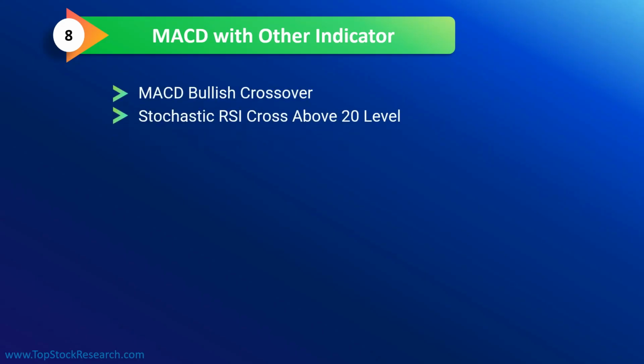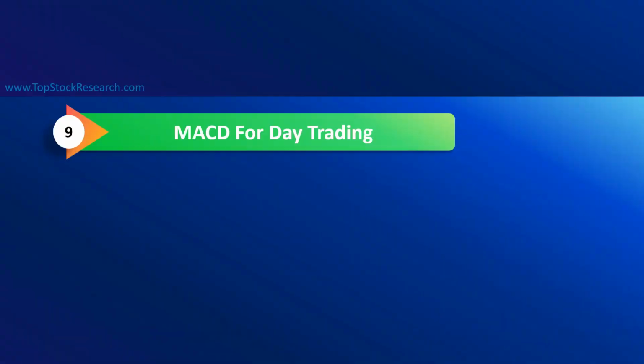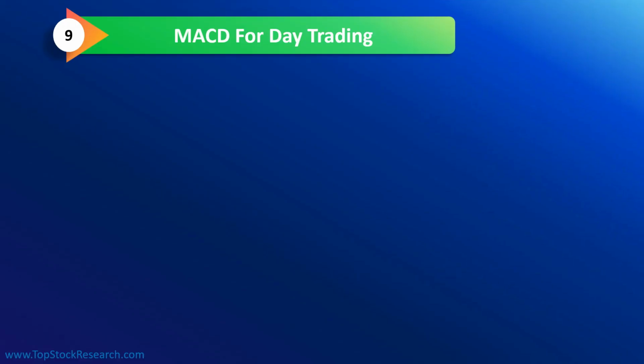So indicators along with MACD, stochastic RSI. We briefly discussed RSI, but stochastic RSI, the way to trade stochastic RSI is pretty similar to RSI, right? So you can use stochastic RSI along with MACD to get better confirmation and signals. Okay. Any questions so far?